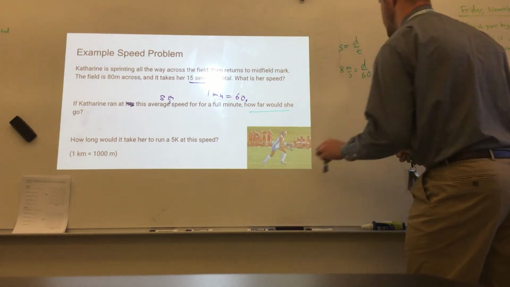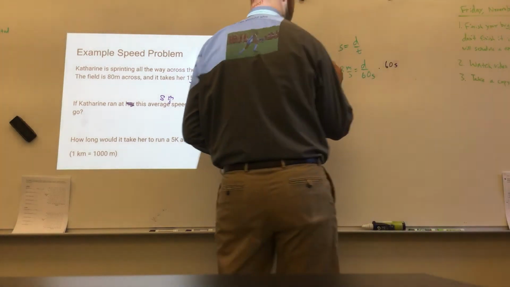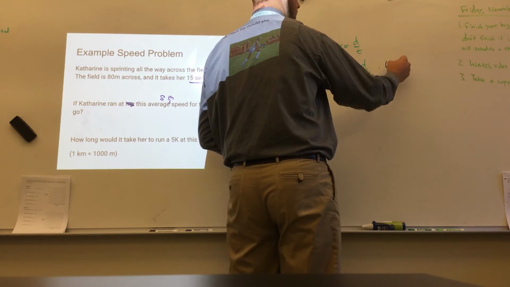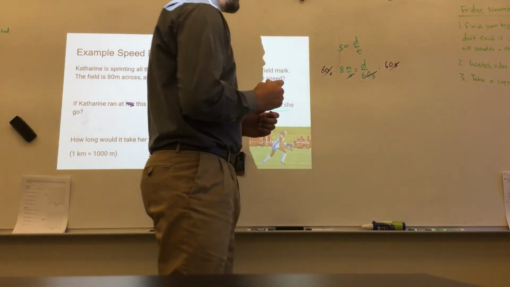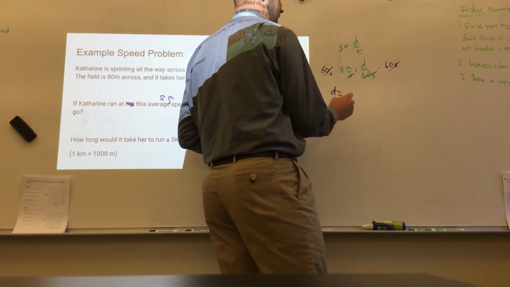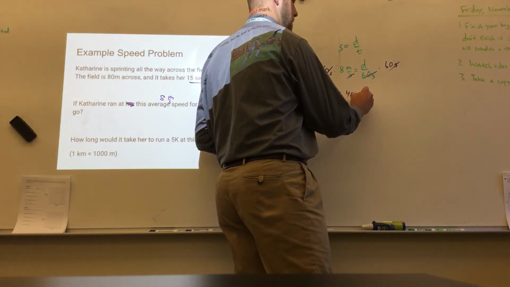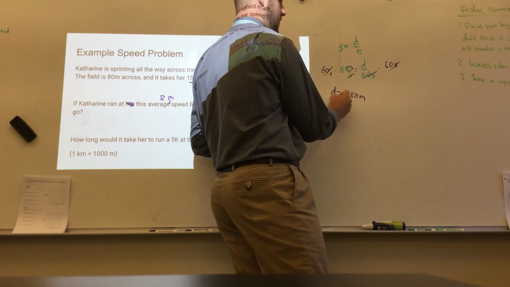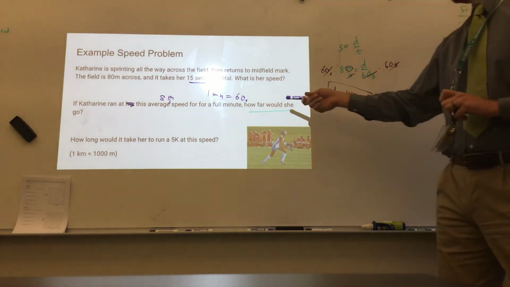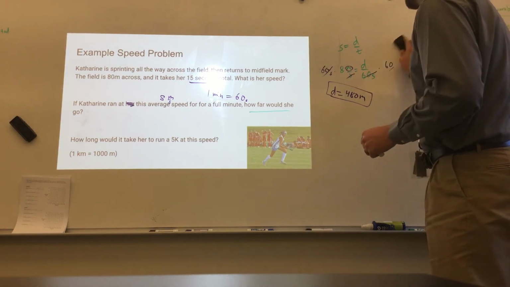To solve for that, we need to get D by itself, so you multiply both sides by 60 seconds. Seconds cancel out. The math you actually do is 60 times 8. That should give you 480 meters, because meters are the only units that are left here. So that's your answer for part 2. She would run 480 meters if she was running at that same average speed of 8 meters per second the entire time.